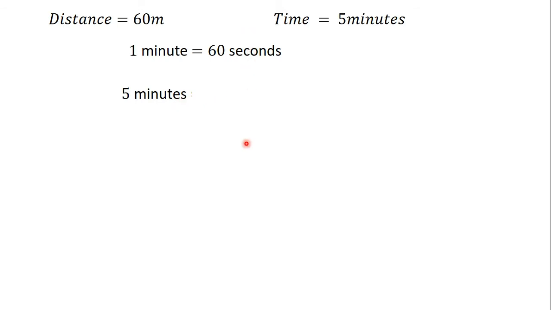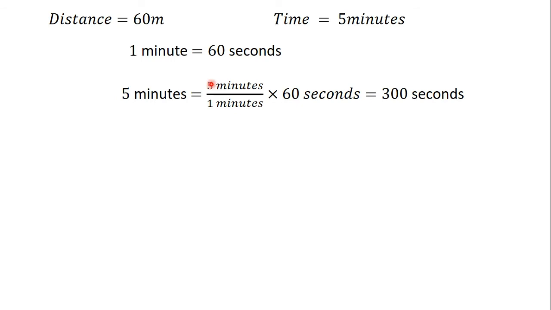If more, let's divide. So here, 1 minute will divide. That is, 1 minute will be the denominator. 5 minutes will be the numerator. Then we multiply it by 60 seconds. Minutes and minutes will cancel each other out. So we have 5 divided by 1, which is 5, times 60 seconds. And that will give us 300 seconds. So here, 5 minutes is now 300 seconds.